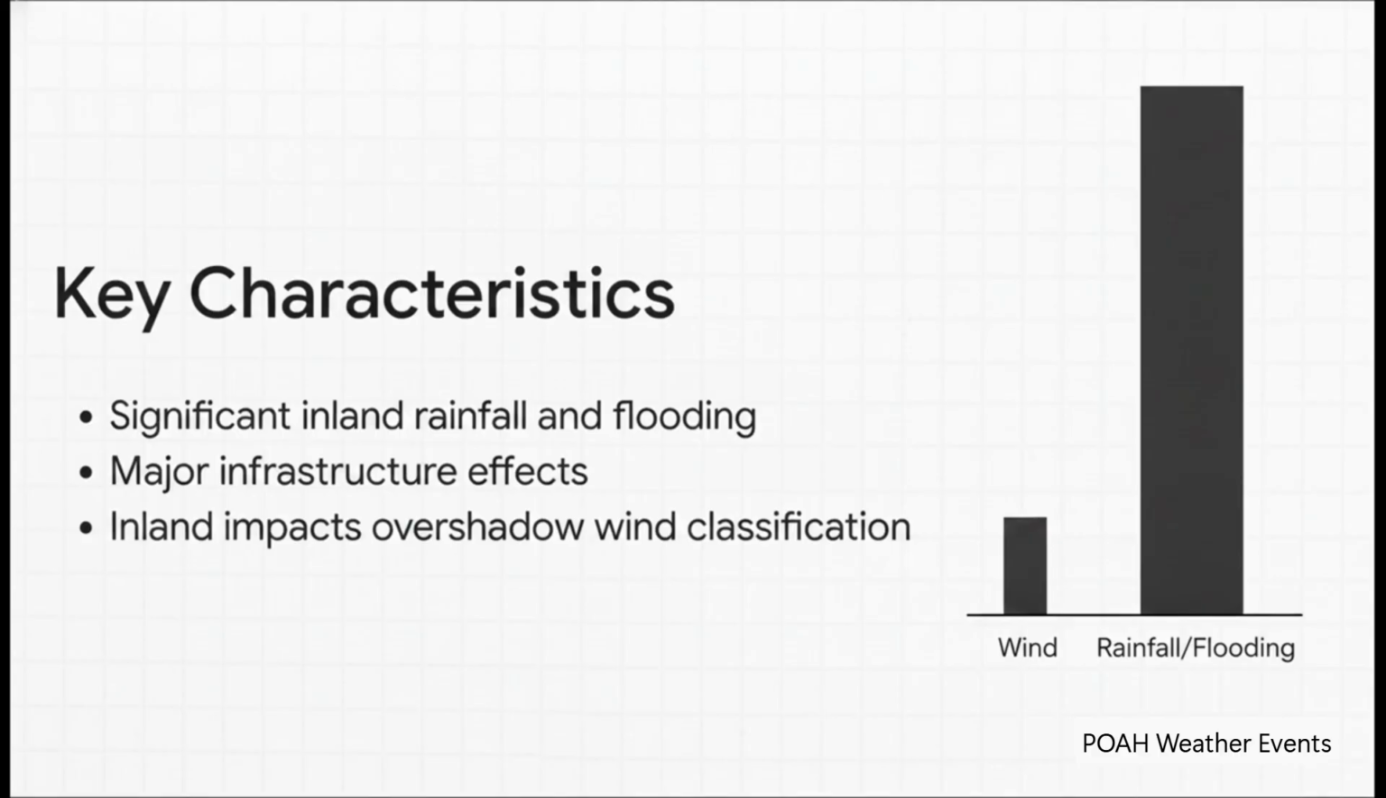But here is the crucial distinction you really need to catch in the data. The most powerful signature of this event isn't its category or its wind speed out over the ocean. Instead, it's the catastrophic inland rainfall, the subsequent flooding, and the sheer devastation to infrastructure that will completely overshadow the storm's actual wind classification. The inland water is what's going to make this event globally memorable.